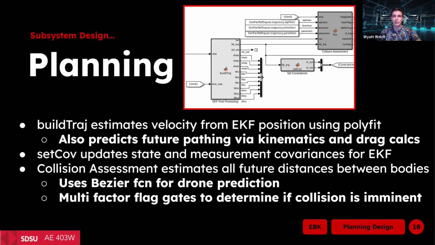Within the collision assessment, we first estimate the drone's future velocity using Bezier functions and compare the future relative distance between the drone and the ball to the safe radius of 3 meters. If they are expected to interfere, then a flag is triggered and the avoidance planner is activated.